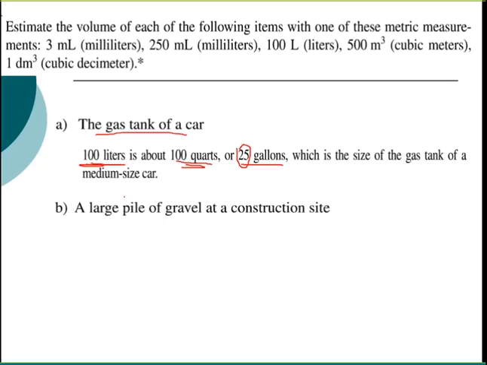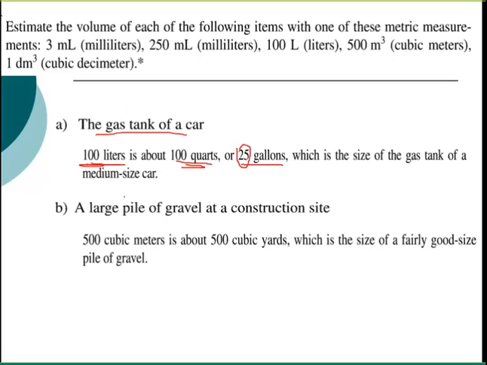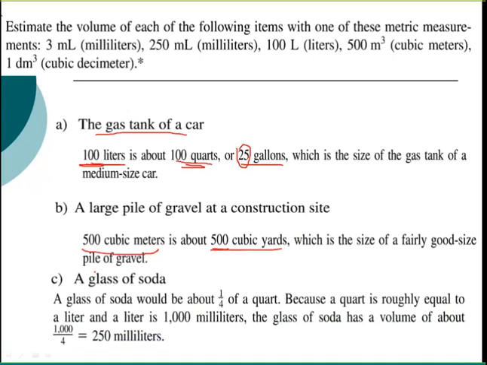A large pile of gravel at a construction site would look like 500 cubic meters, and that's about 500 cubic yards. Usually you buy gravel or concrete in yards, and so it gives you a nice sized pile of gravel. A glass of soda would be about a quarter of a quart, and a quart is about a liter. A liter is 1,000 milliliters. A glass of soda has a volume of about 250 milliliters.